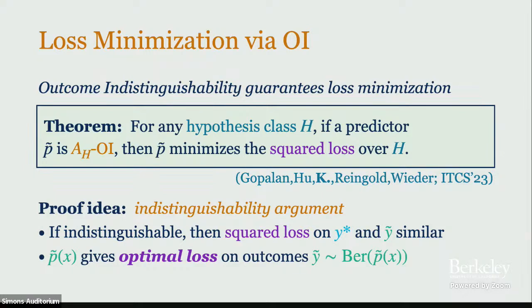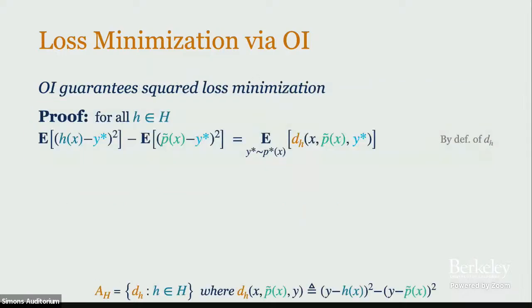But again, the point is that if we achieve this indistinguishability, then the loss on y star, nature's outcomes, and our modeled outcomes must be similar. That's what indistinguishability says. And further, we're going to argue that when y tilde is sampled according to a Bernoulli of p tilde, p tilde is the minimizer. You can prove this in a number of ways. Here's the 3-line proof.